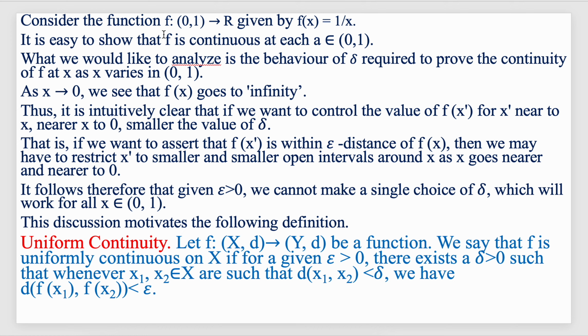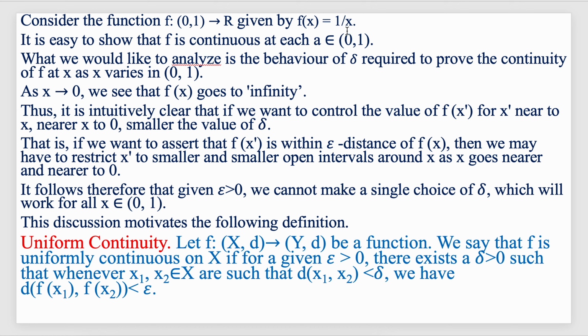Suppose we consider a function f from the open interval 0 to 1 to R, which is defined as f(x) equal to 1 upon x. It is easy to see that this function is continuous at each point a belonging to 0 to 1. Here 0 is not included. So this function is continuous at each point in the open interval 0 to 1. So what we would like to analyze is the behavior of delta required to prove the continuity of f at x as x varies from 0 to 1.